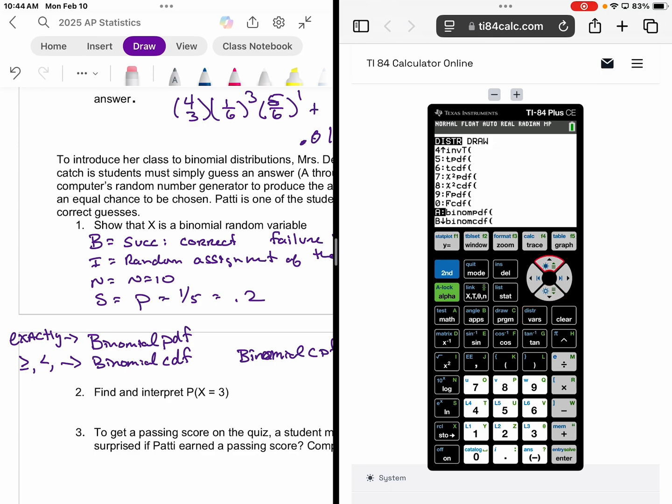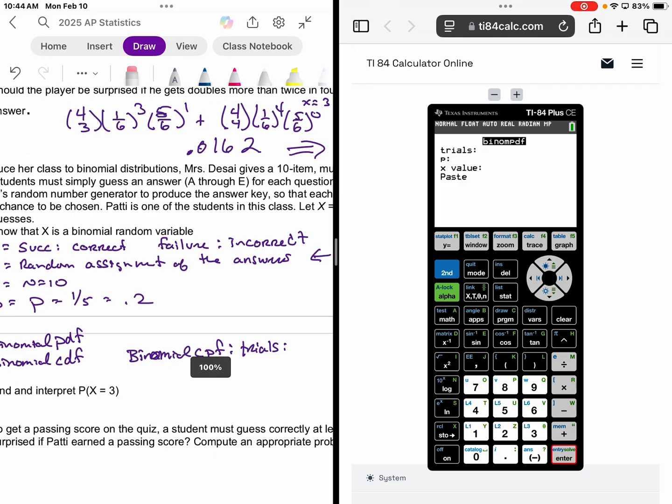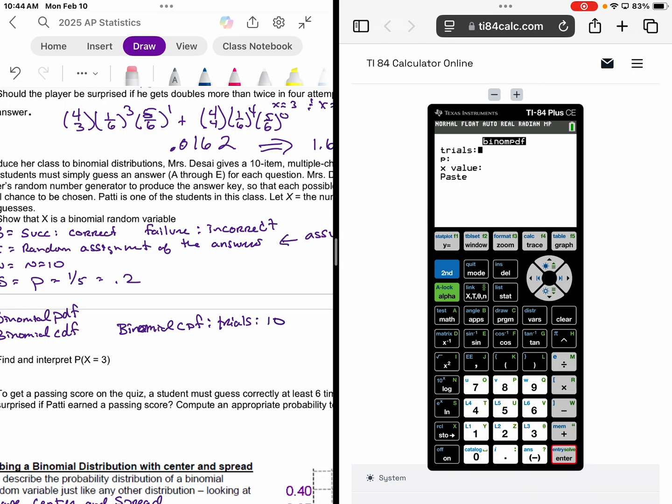And the PDF is option A, and the CDF is option B. So we're going to use the option A one. And then we would list trials. We would actually put down trials. We did 10 questions, so N is 10.